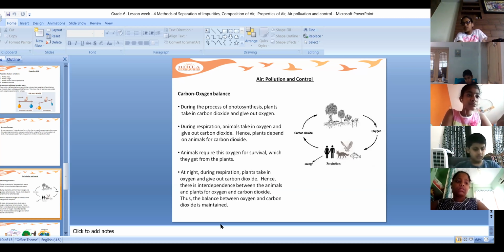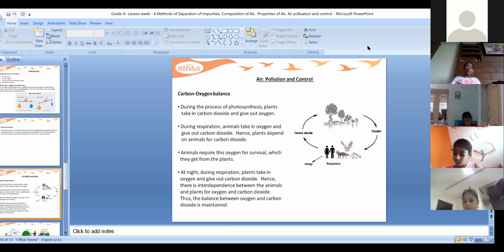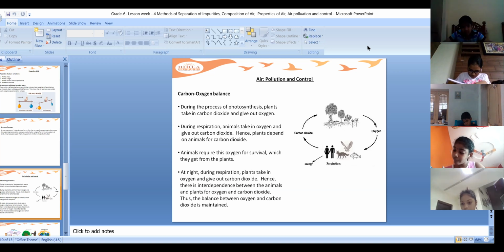So we were discussing the natural sources and even man-made sources. Once again, we'll have a quick recap. So, carbon oxygen balance. What is this carbon oxygen balance? In nature, we need oxygen to breathe in, isn't it? We inhale oxygen and we exhale, what we give out is carbon dioxide. So this is the carbon oxygen cycle balance.